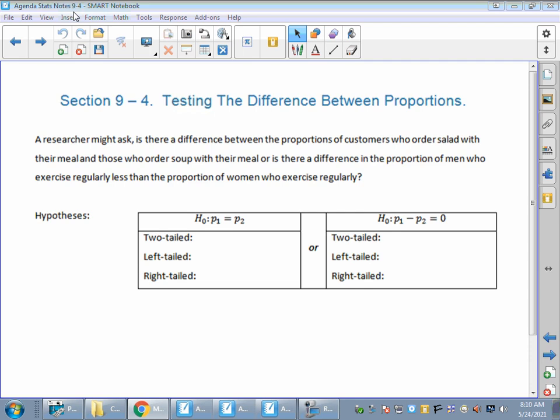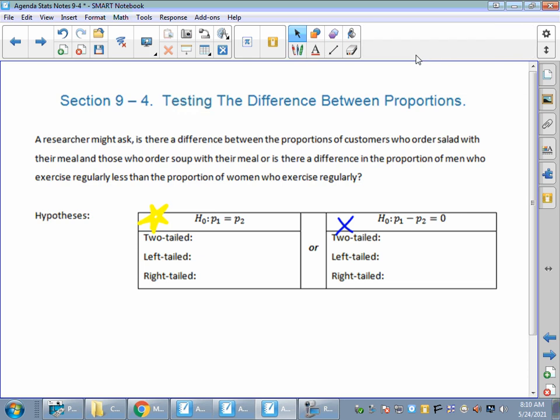So we're testing a proportion. Remember, we're back to that binomial situation. Either you order salad or soup. Either you exercise or you don't. There's no in between. So our hypotheses are going to look similar, except of course, since we're using proportions or percentages, we use P instead of mu. I don't really love this second column because I think that you're intelligent enough to figure out what we're doing over here.